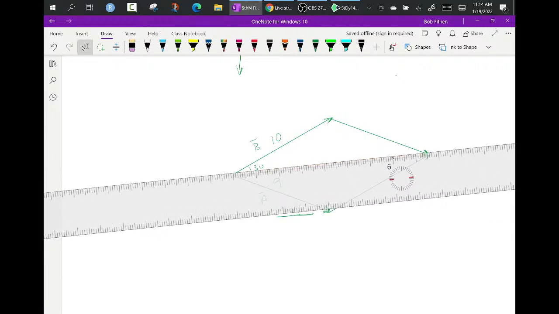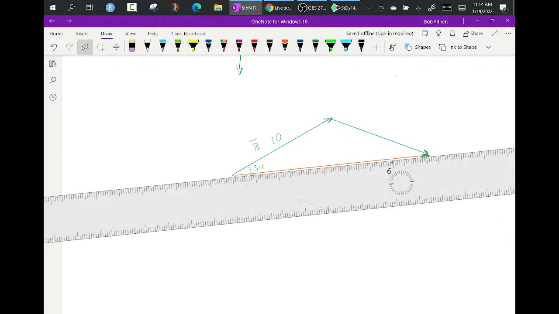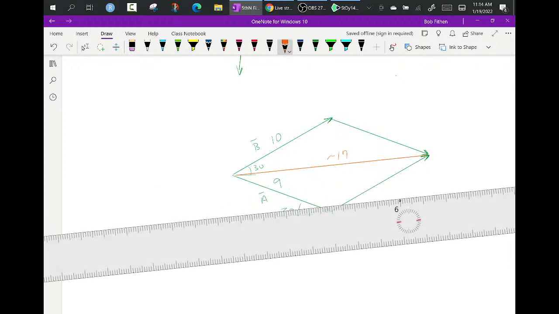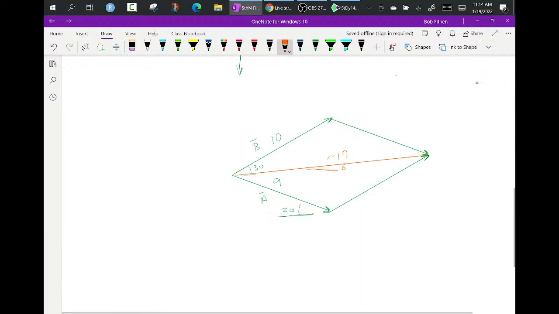Now, if I count, I'll say 1, 2, 3, 4, 5, 6, 7, 8, 9, 10, 11, 12, 13, 14, 15, 16. Gosh, it looks like it's about 17 visually. It looks like it's kicked up at about 6 degrees, but I don't know either one of those. I should not know that. Let's see if I can get that distance and the value there.